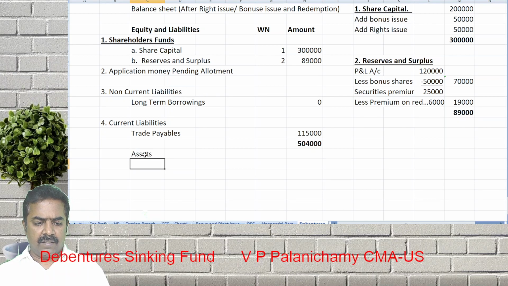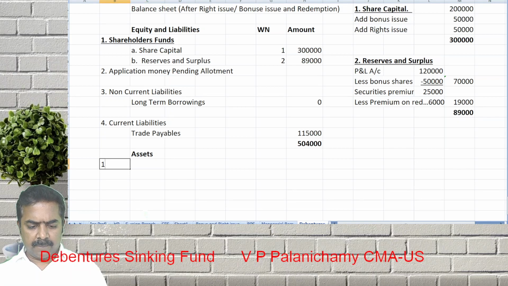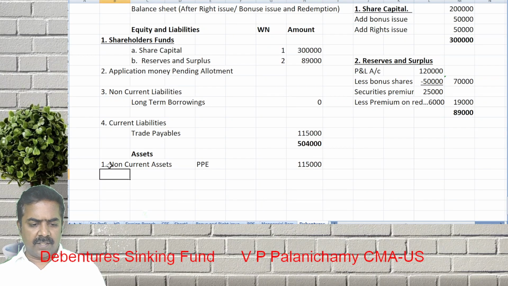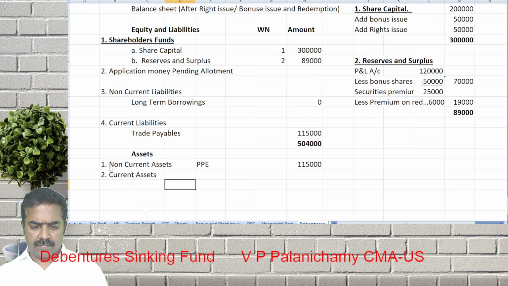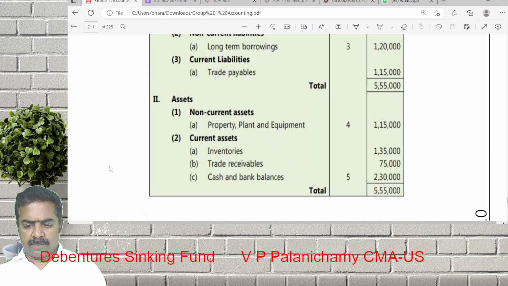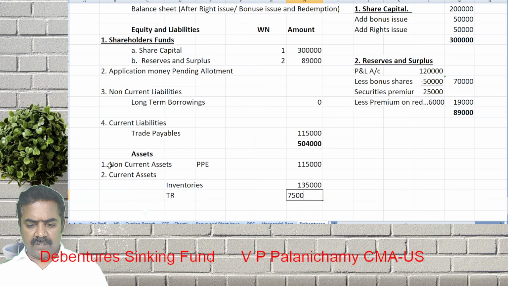Next, the asset side. What is the first one given? Non-current assets, and plant, property and equipment is given. Yes, sir, 1,15,000. No change in that. Next, number 2, current assets. Inventories, no change, 1,35,000. Trade receivables, no change, 75,000. Cash and cash equivalents.